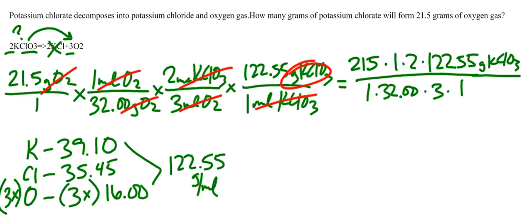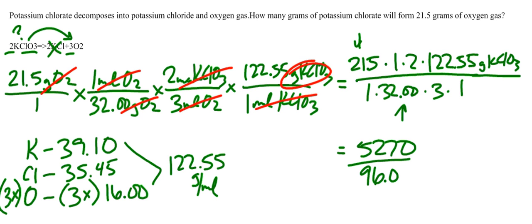Okay, so up top I'm going to have 3 sig figs. On bottom I'm going to have 4 sig figs. My final answer is going to have 3 sig figs. Okay, working my problem out, I'm going to get 21.5 times 1 times 2 times 122.55 equals, with 3 sig figs, 5270 divided by 32.00 times 1 times 3 times 1 equals 96. Okay, obviously 96.00, or you can leave it at 96, but understand that I have 4 sig figs here, so I should have 4 sig figs as my denominator. Okay, so I have 5270 divided by 96.00 equals, with 3 sig figs, 54.9 grams of potassium chlorate.